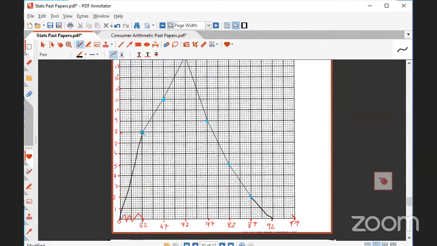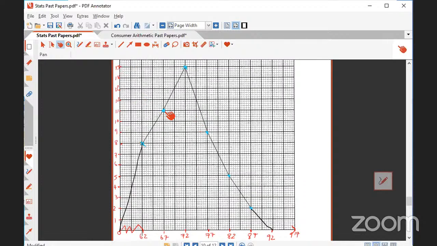The key thing is making sure that the points are correct. So you see the points, just make sure that your points are correct. And based on the scale that they gave to you, make sure that you're using the right scale and everything as well.